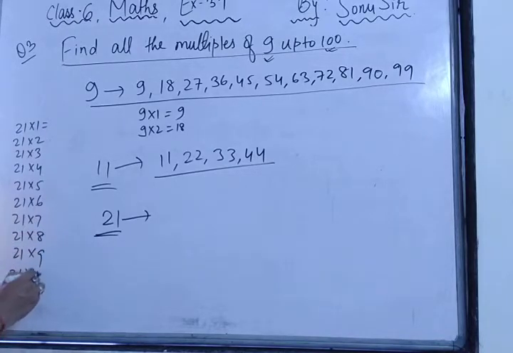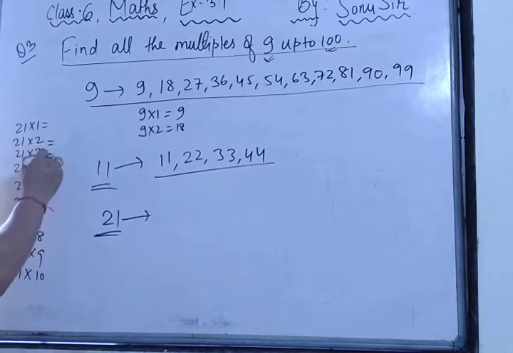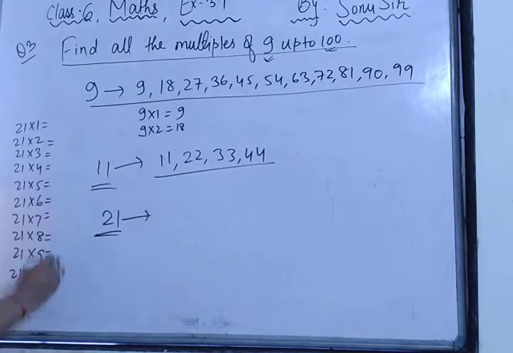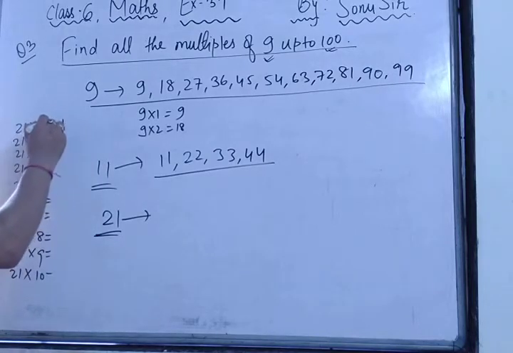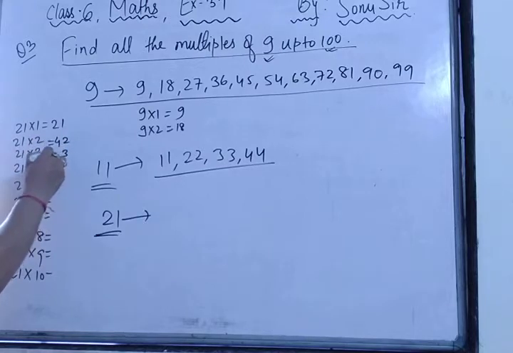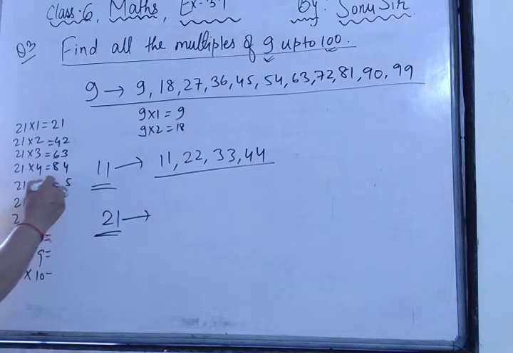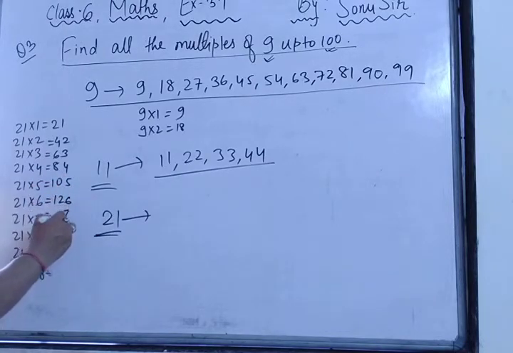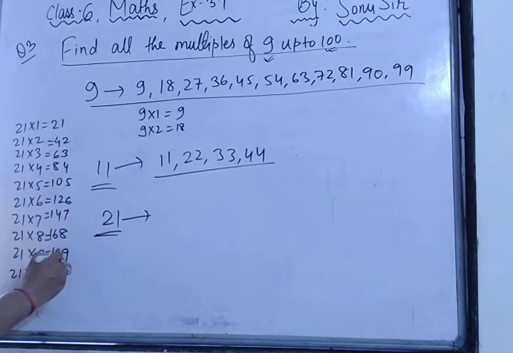I have said you till 200, right? So it will be very easy. See 21, if you don't know, then you can multiply. 1 1 is 1, 1 2 is 2, 2 1 is 2, 2 2 is 4, 3 1 is 3, 3 2 is 6, 4 1 is 4, 4 2 is 8, 5 1 is 5, 5 2 is 10, 6 1 is 6, 6 2 is 12, 7 1 is 7, 7 2 is 14, 8 1 is 8, 8 2 is 16, 9 1 is 9, 9 2 is 18, 10 1 is 10, 10 2 is 20.